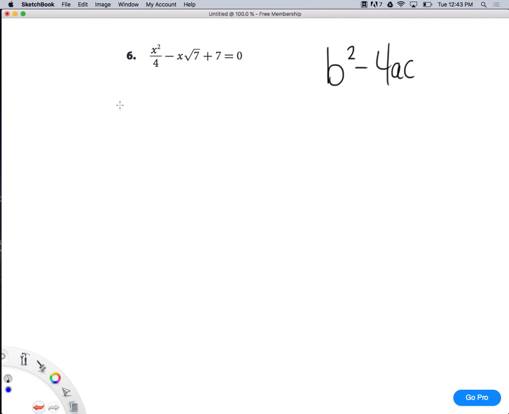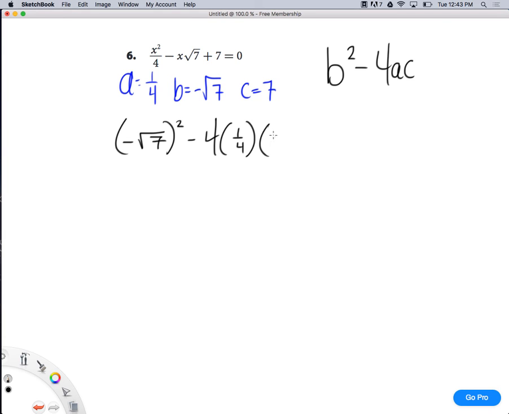Well, the first step here, this is number 6 in your homework, is determining a, b, and c. Well, a is 1/4, b is negative radical 7, and c is 7. Don't be confused by the fact that the number is after the x. It's still negative radical 7 multiplied by that x. Then I just plug in b, a, and c into the discriminant. I get negative radical 7 squared minus 4 times 1/4 times 7. So that's just plugging a, b, and c into that formula.